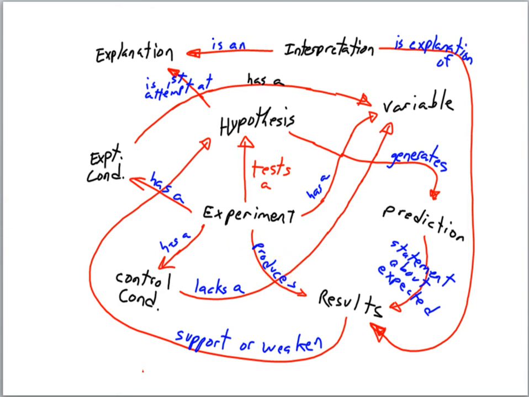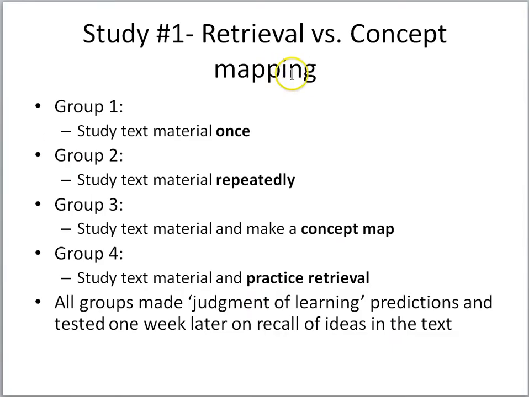So let's see what happens when we pit retrieval practice against concept mapping. So here's a study. Group 1, they're going to study the text material once. Group 2, study the text material repeatedly. So it's like a study condition. Group 3, study the text material and make a concept map. So study the text once and then make a concept map. And Group 4, study text material and practice retrieval once. All groups made judgment of learning predictions and tested 1 week later on the recall of ideas in the text.